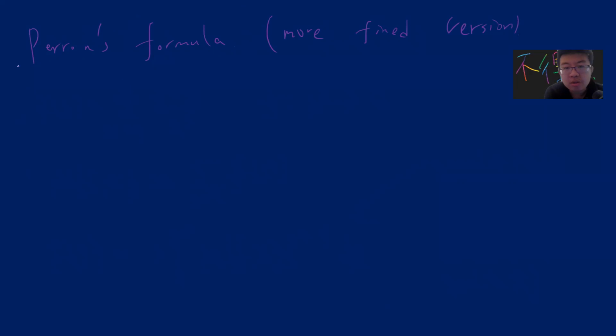So for the more refined version, let me just write it down. Let me also define M1 of f of x, which is also common, where you sum from this. So the first theorem is that you can define I of y and T.